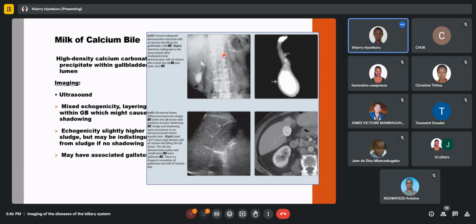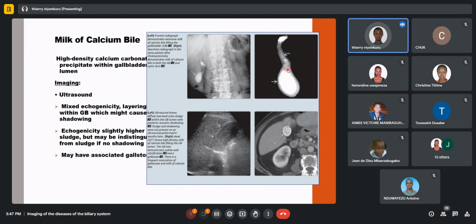On this plain radiography, we can see this extensive hyperdense material, and you can see it takes the shape of the gallbladder, and you can see it here in the intrahepatic duct, and this is a case of milky bile. You can visualize well here it is very white, hyperdense, and as you can see, it is also characteristic of milky bile.